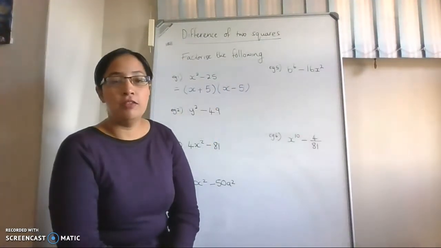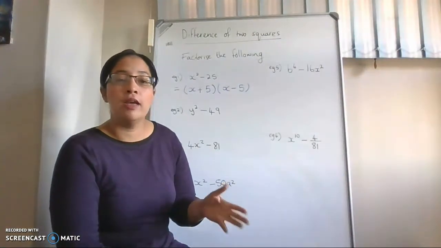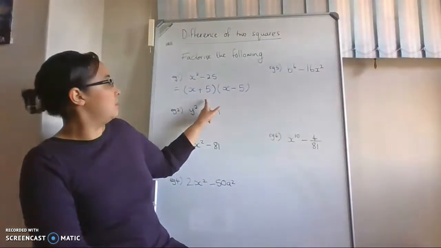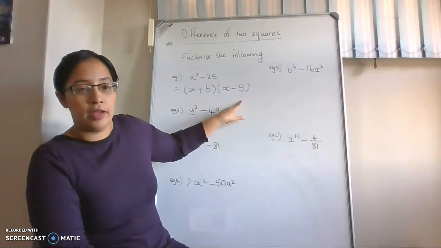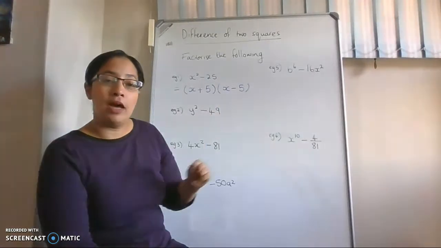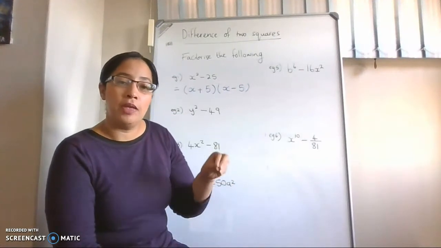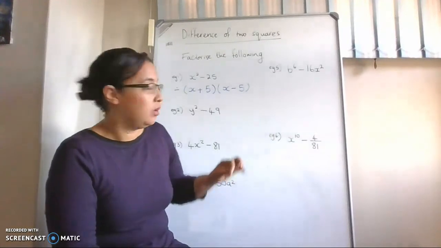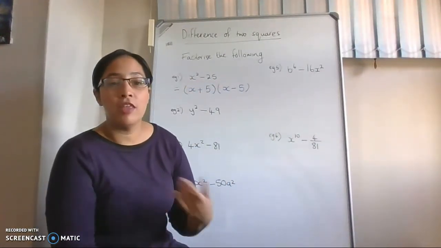I've already completed the first one. We know that this expression comes from the multiplication of two binomials where they have the same terms, but the sign in the middle is different. You know from multiplying this that you'll get two terms that are additive inverses of each other, which means that if you add them, you get 0, and you're just left with x squared minus 25. So that is in your notes.